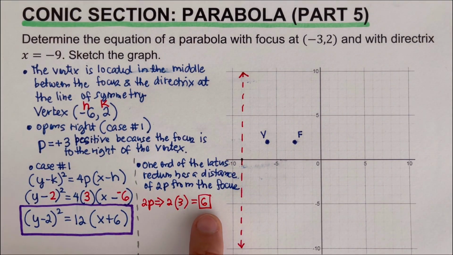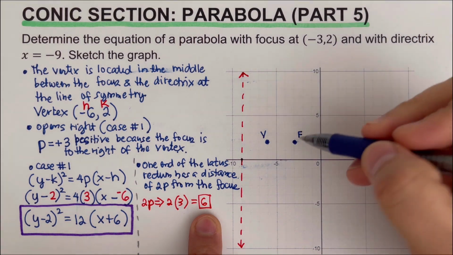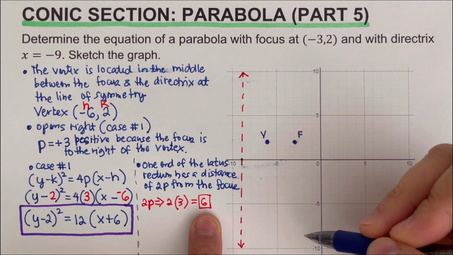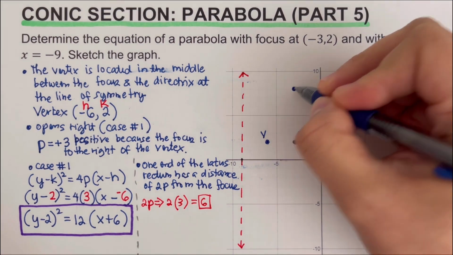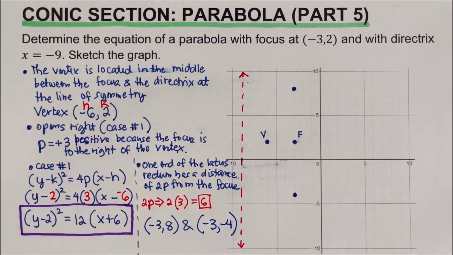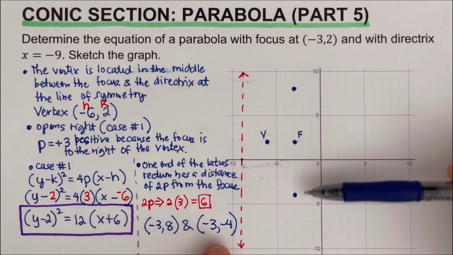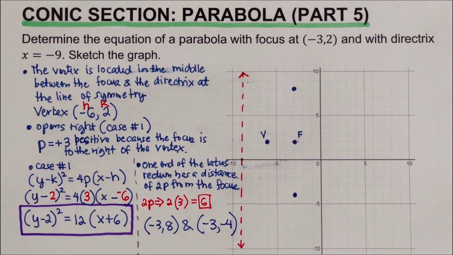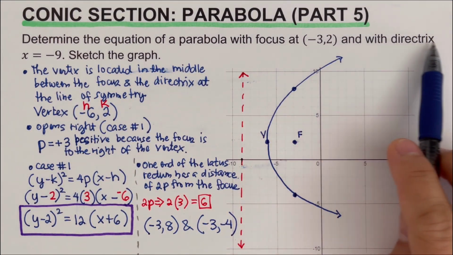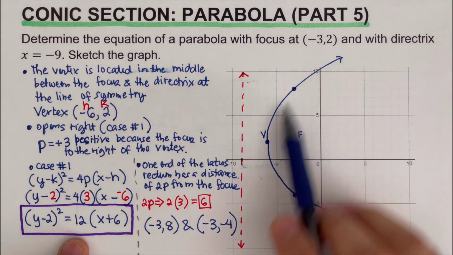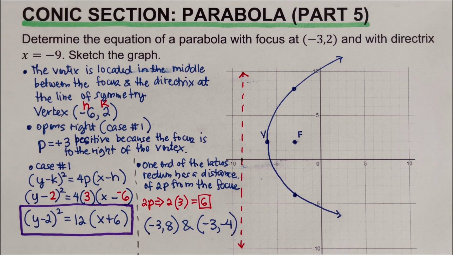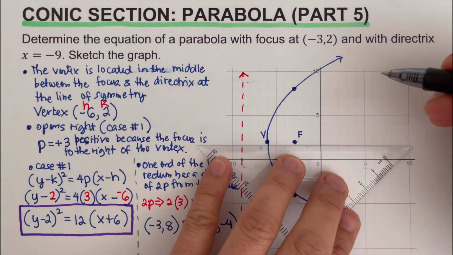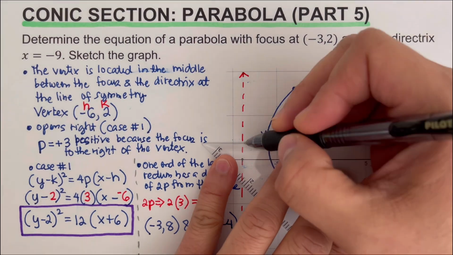So the value is 6. That means we count 6 spaces up and 6 spaces down to determine the ends of the latus rectum. So these are the ends of the latus rectum, and this is their corresponding coordinates. So that from here we can go ahead and sketch the graph. So this is the graph of this problem that we have right here, and this is the equation of this graph. Now we remember that the line of symmetry is a line that connects the vertex and the focus. So I can go ahead and draw that line of symmetry up here.